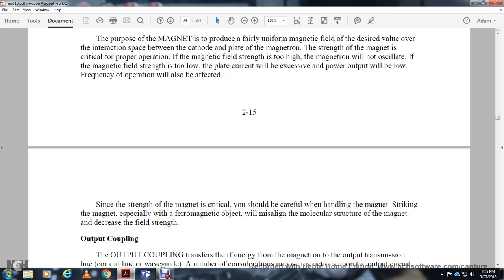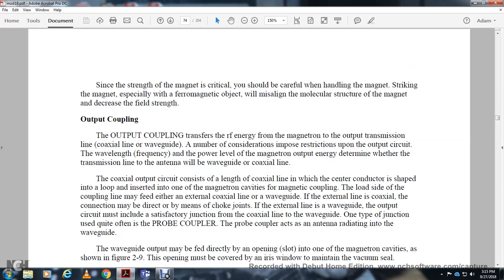Since the strength of the magnet is critical, you should be careful in handling the magnet, especially with ferromagnetic objects, which can misalign the molecular structure of the magnet and decrease the field strength. Output coupling. Output coupling transfers the radio frequency energy from the magnetron to the output transmission line, which may be a coaxial line or a waveguide.